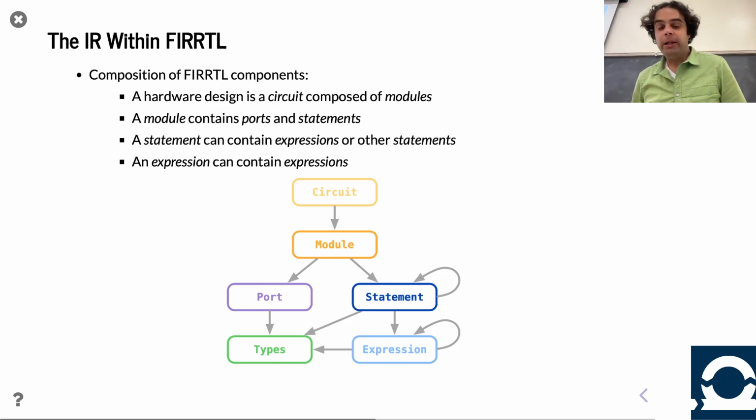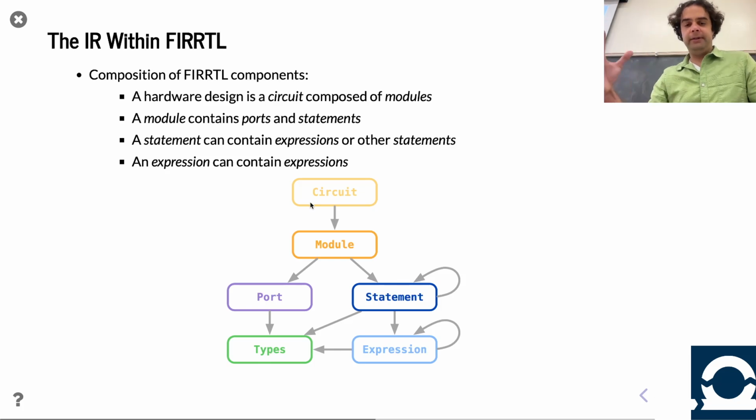Well, you kind of have this collection of statements, right? There's a variety of things in there. So, of course, here I've drawn an ontology showing how different types of things interact. Your hardware design, at the highest level, is the circuit, that's the entire thing. Within your circuit, you can have multiple modules.